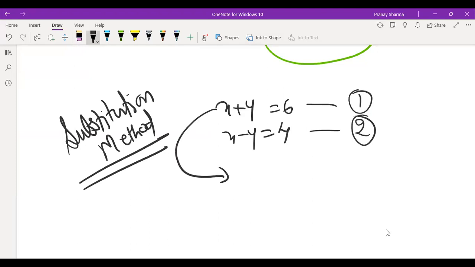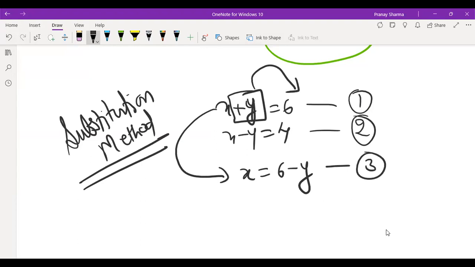What we do, this is the algorithm. We first take any one of the equations and express one variable in terms of another variable. As this y is on the LHS, it is actually with a plus. So if you shift it to the RHS, it will become negative. You call this equation number 3.